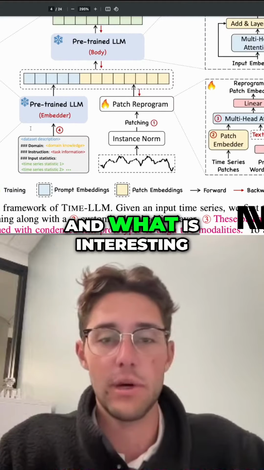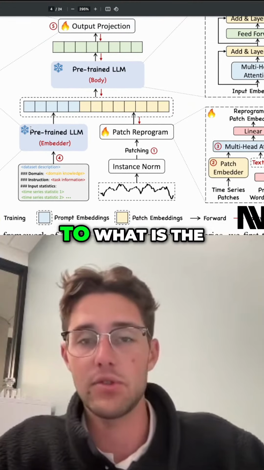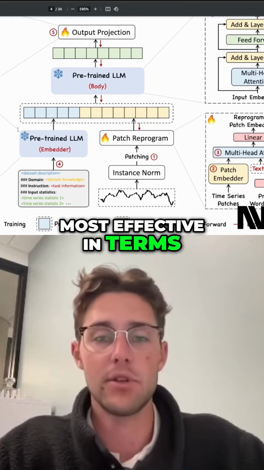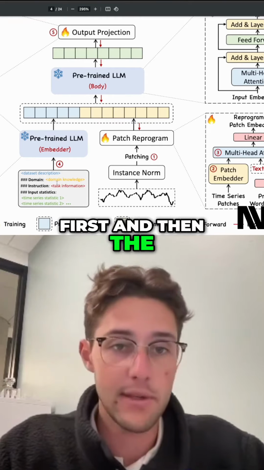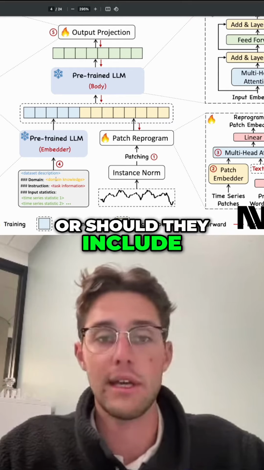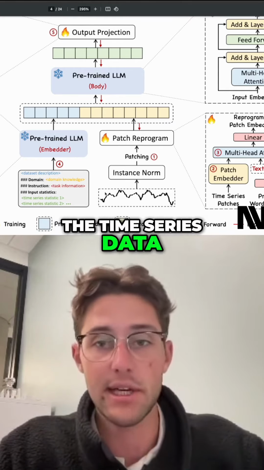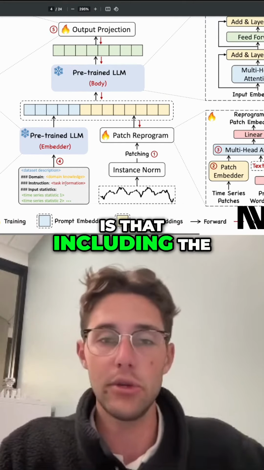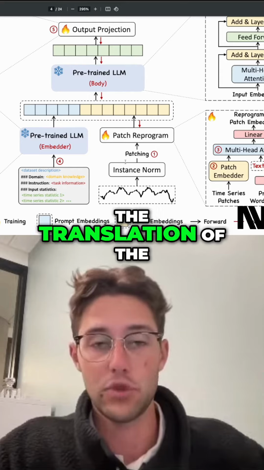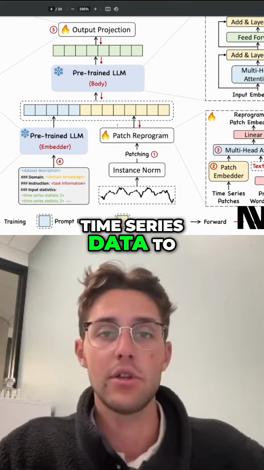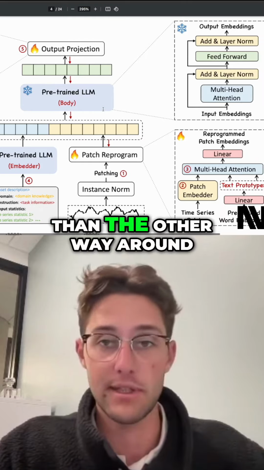forecast. And what is interesting about this is they did some experimentation as to what is the most effective in terms of should they include the time series data first and then the description of the data, or should they include the description of the data first and then the time series data. And what they found is that including the description first before including the translation of the time series data to the language model was more effective than the other way around.